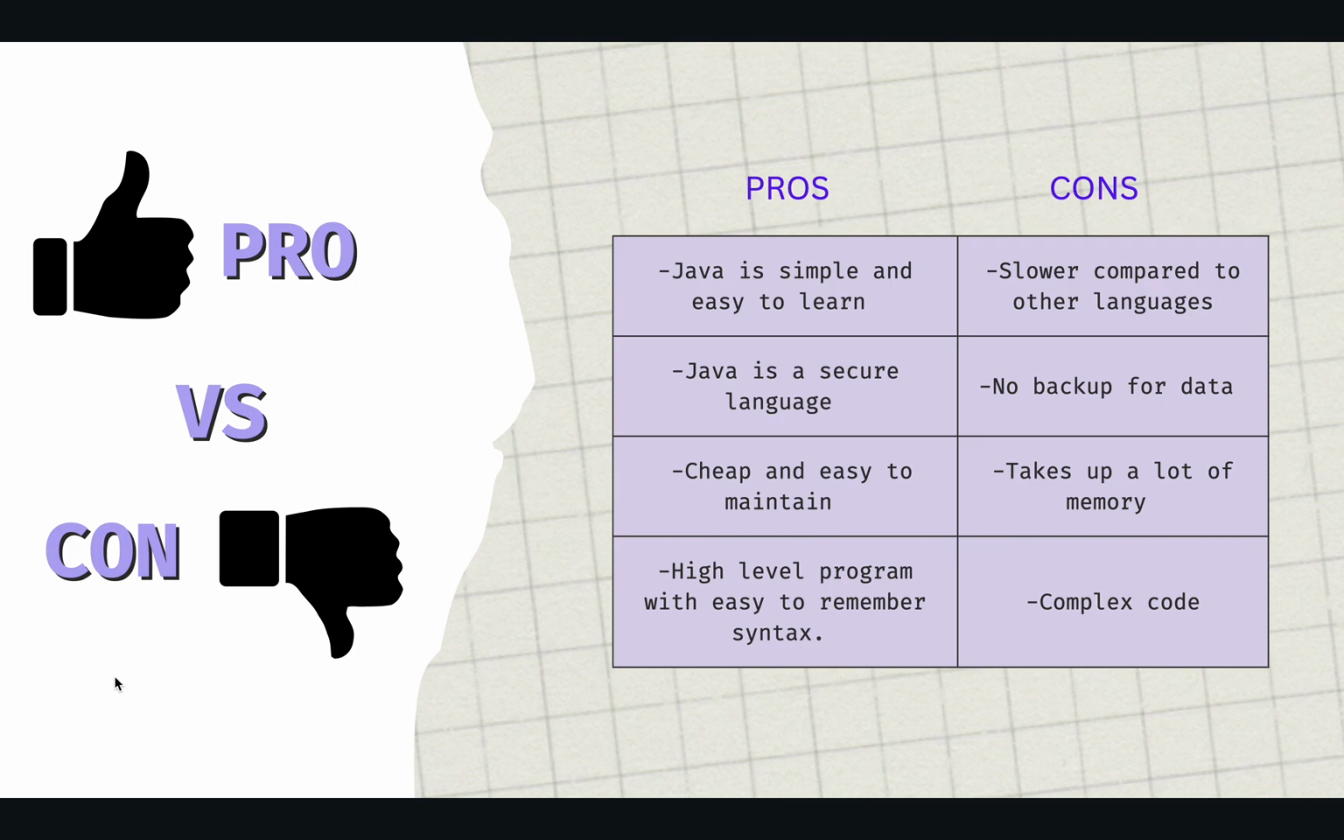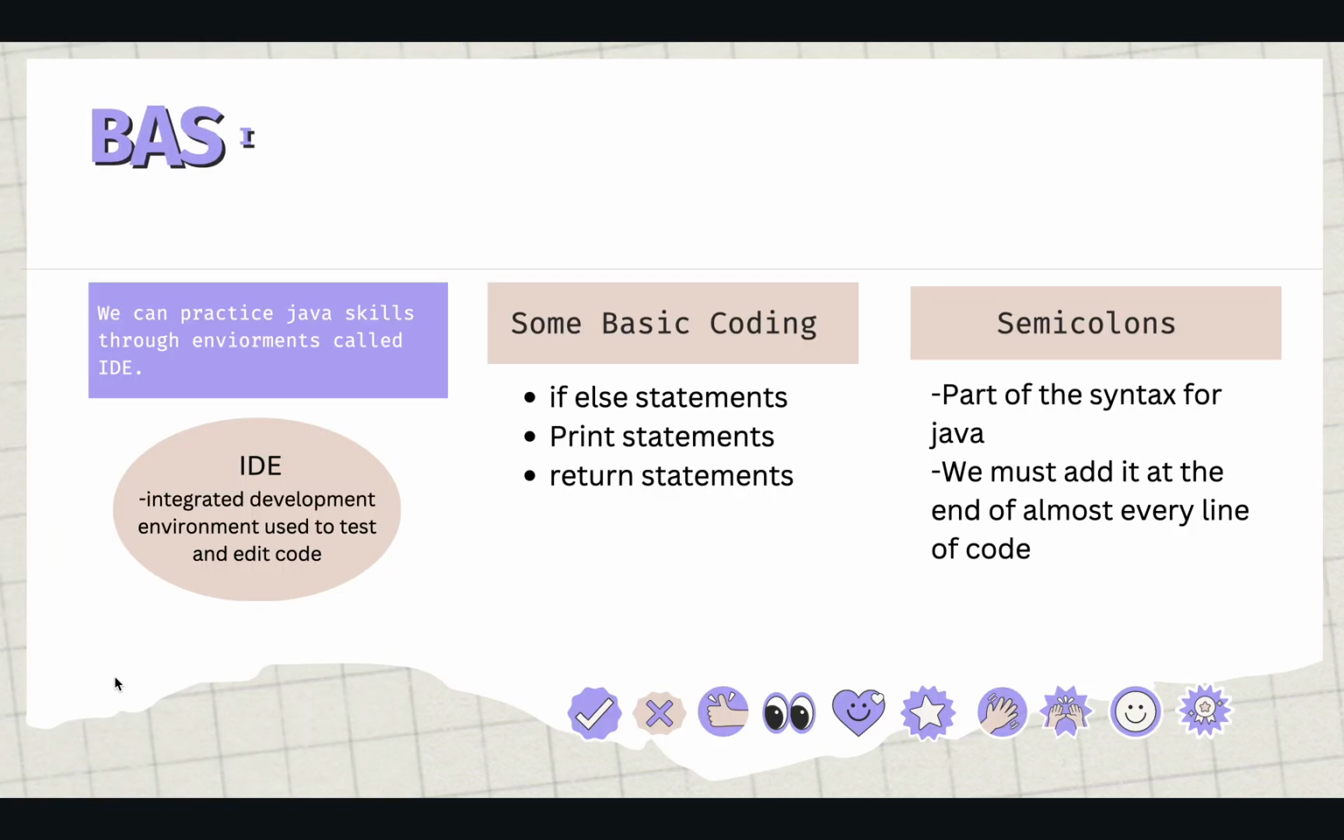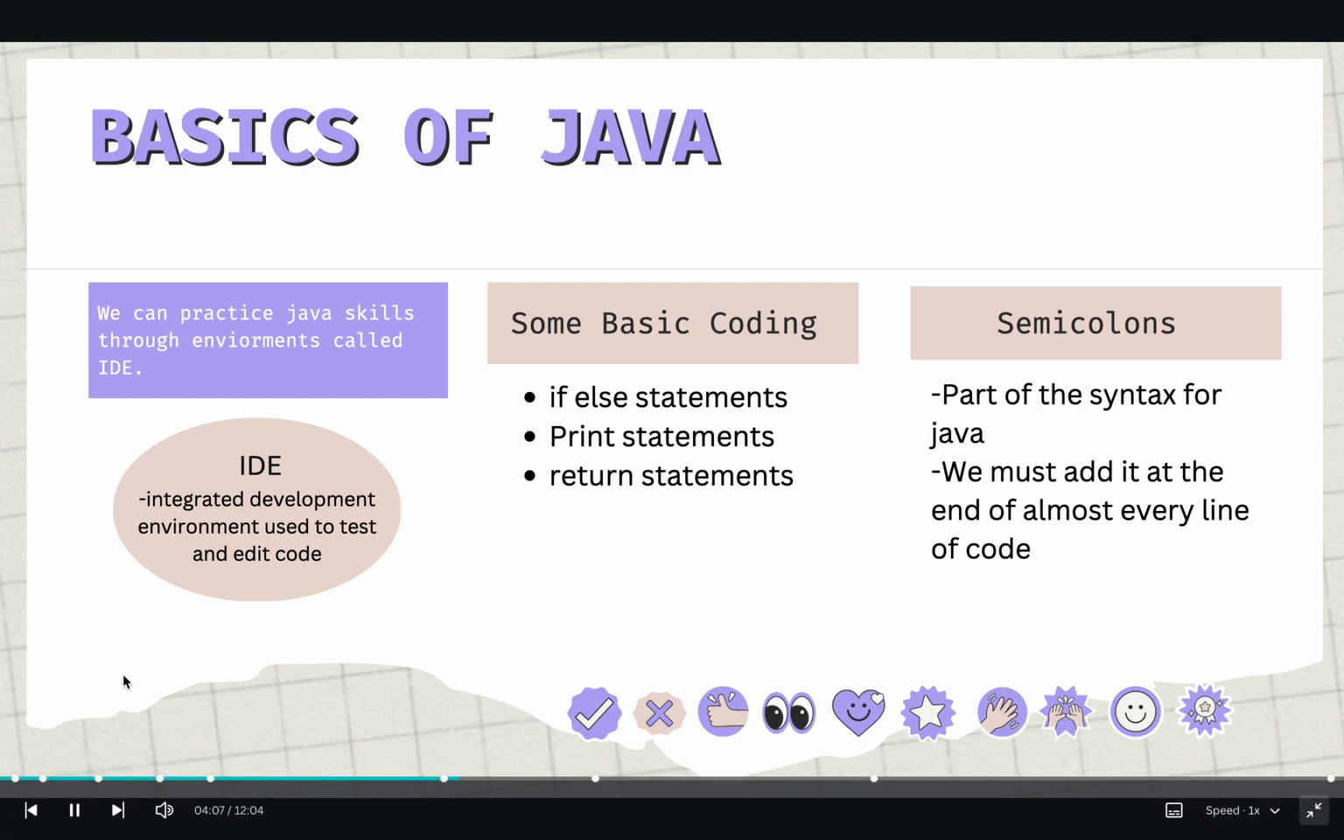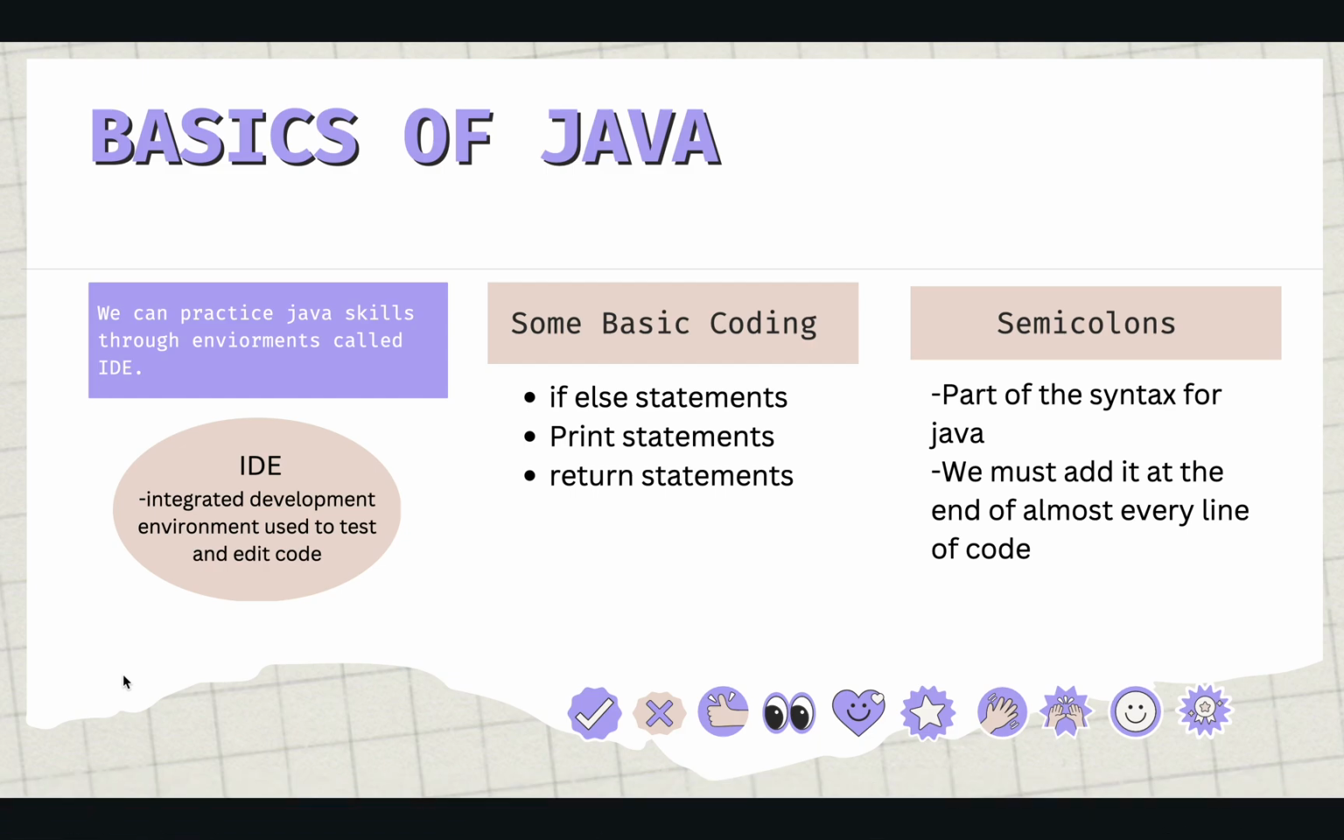Despite this, we still use Java a lot because it's a great way to start programming. So, let's talk about some of the basics of Java. We can practice our Java skills through environments called IDEs. IDE stands for Integrated Development Environment, and it's used to test and edit code. Basically, how it works is we would create a program and put it into our IDE and see if it performs the action that we want and it has the results that we want it to.